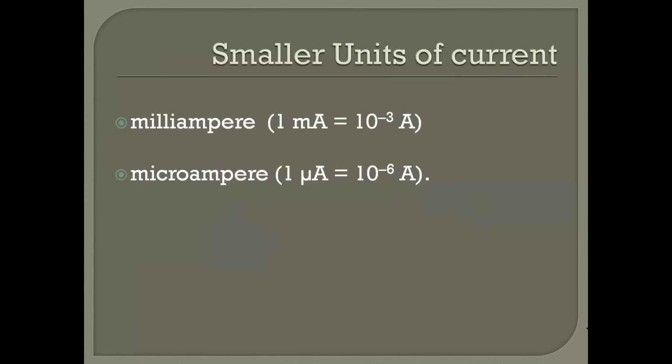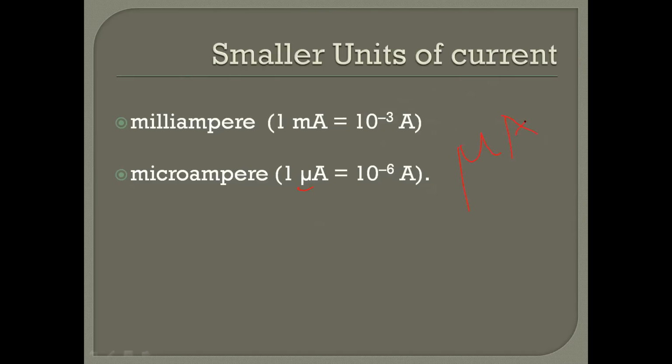So if milliampere is given, before solving the problem, you must multiply it with 10 raised to minus 3 to make it into ampere. And if microampere is given, microampere will be using the symbol mu A. It has to be written this way, mu A. And microampere, if it is given, you should multiply with 10 raised to minus 6 to make it into ampere.